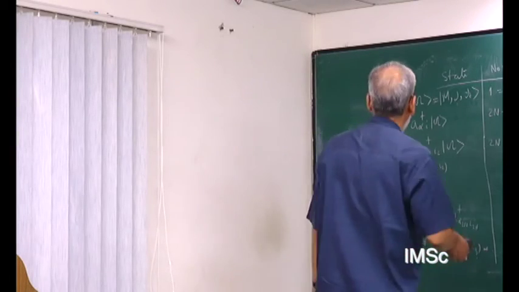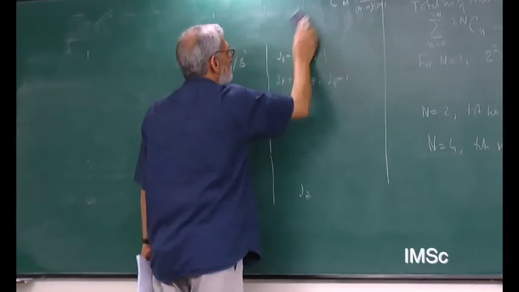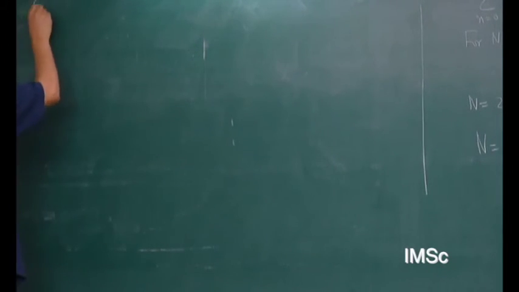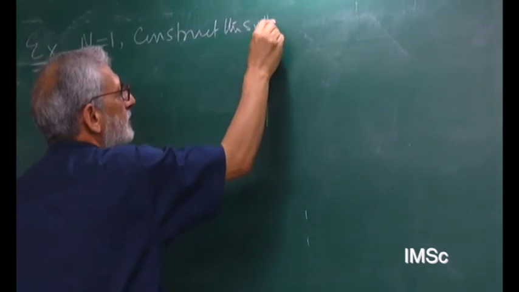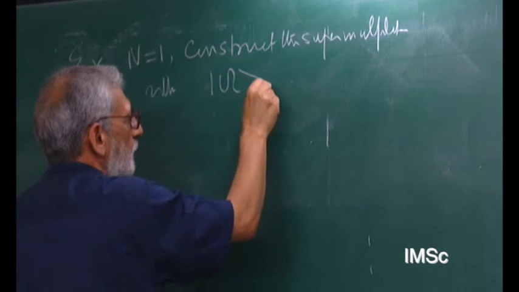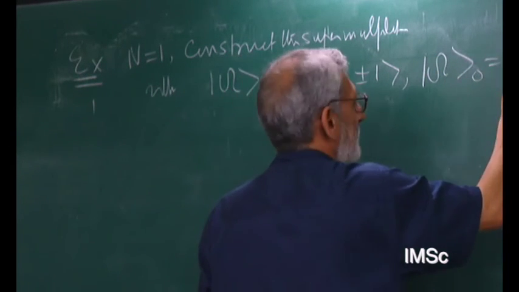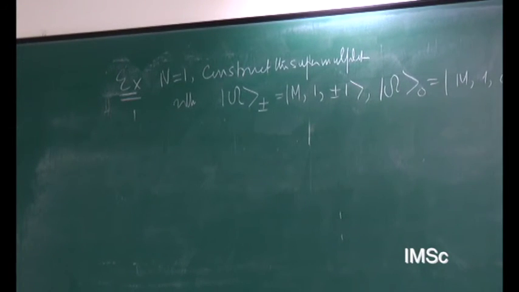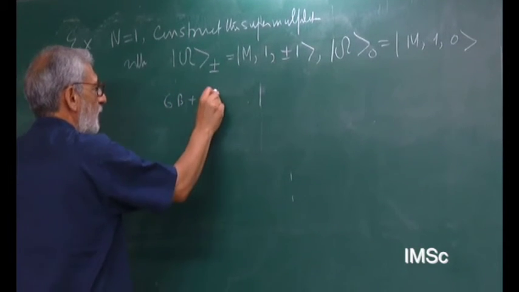Now I leave an exercise. For n equal to 1, construct the supermultiplet with omega plus minus and omega 0. Take the starting state to be spin 1. Convince yourself that you will get 6 bosonic plus 6 fermionic states.